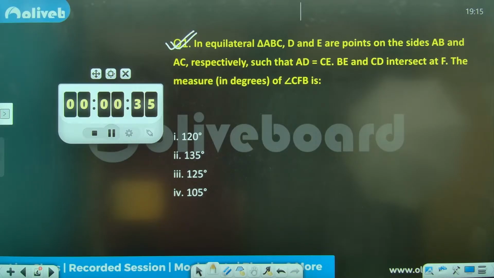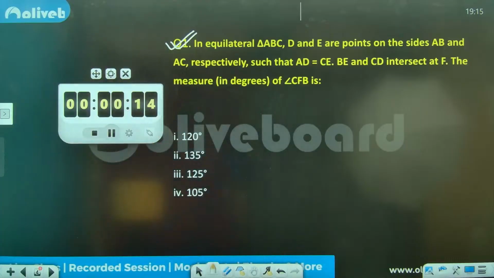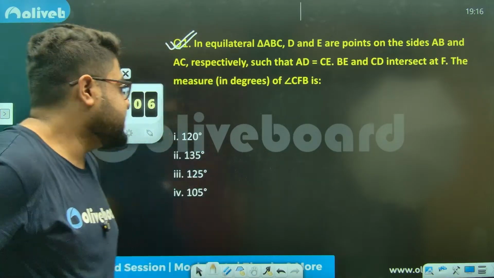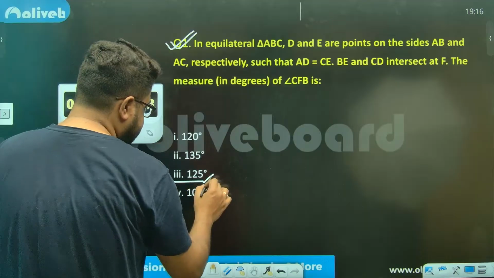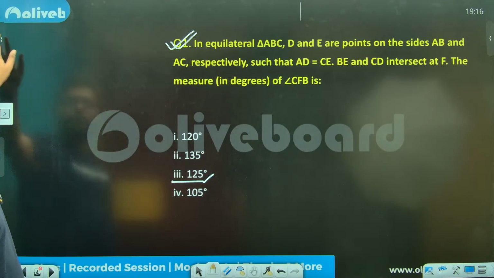Answers, need answers. Anyone? Sagar is saying C, 125 degrees is the answer. Let's see. Time is also up. Let's see.